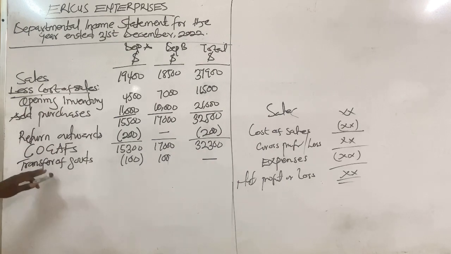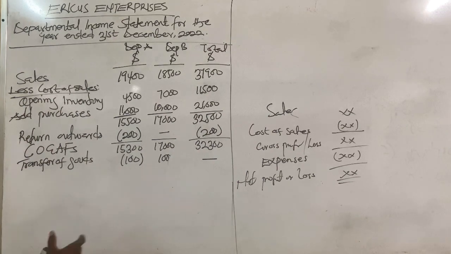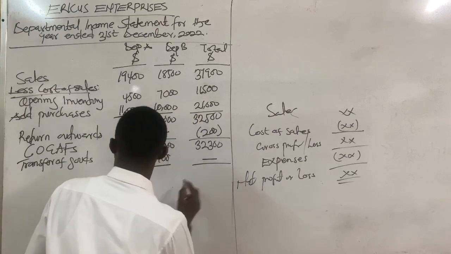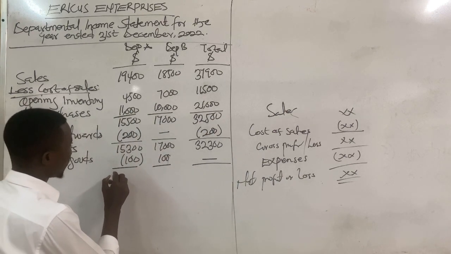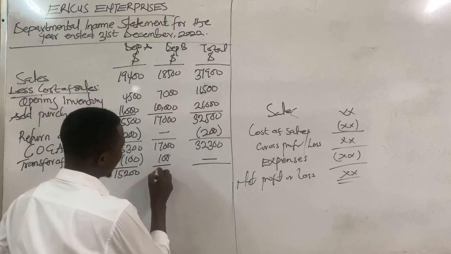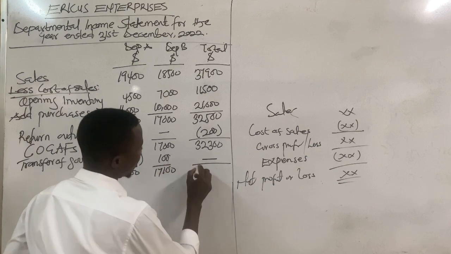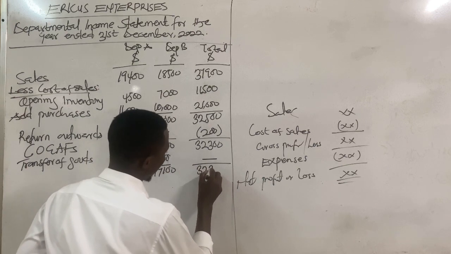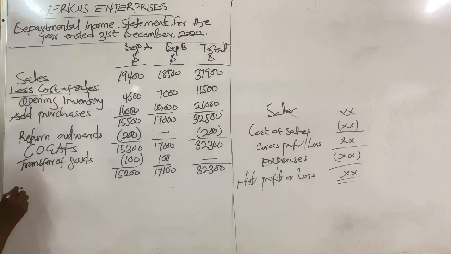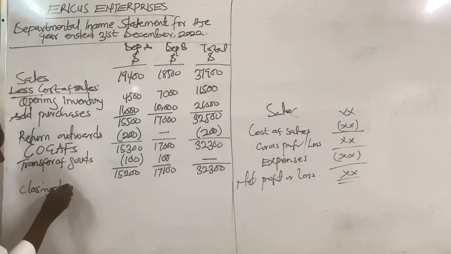So after looking at the transfers of goods, before we consider any other thing, let's make this adjustment as well. So this will give us an amount of 15,200, 17,100, the same 32,300. Now let's have our closing stock. So closing inventory.